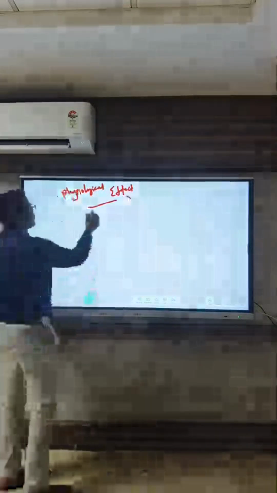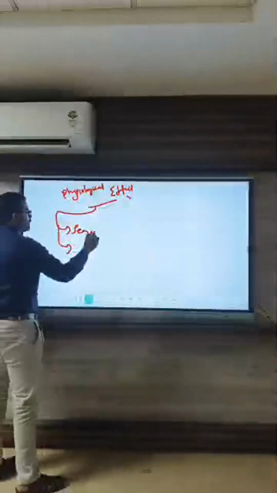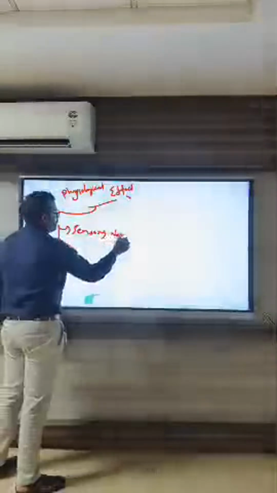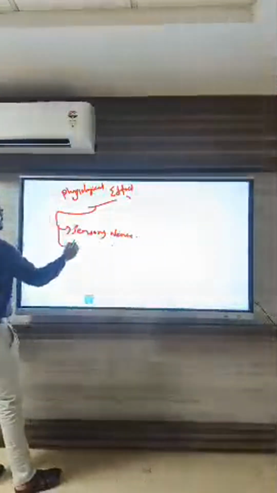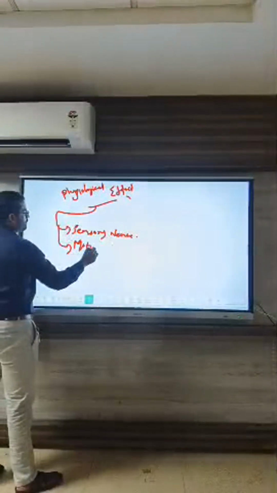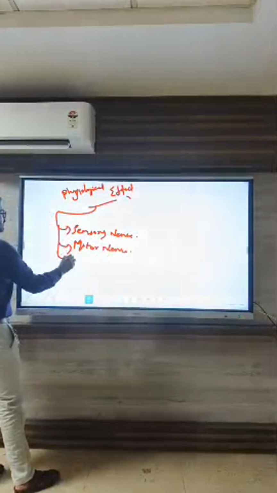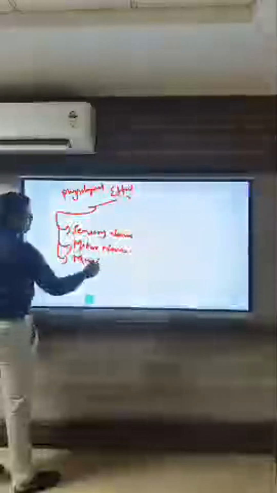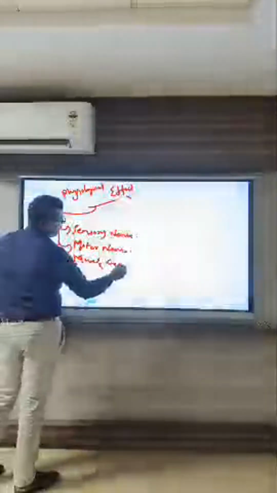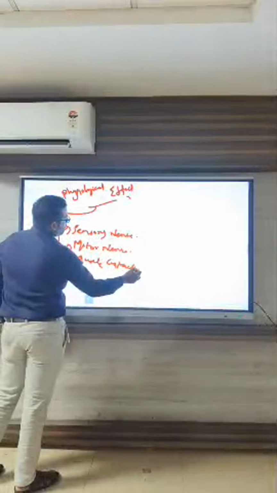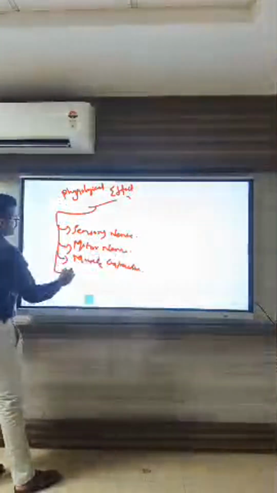Physiological effect of Faradic current. In the Faradic current, we use it over the sensory nerve, and over the motor nerve, for the effect of muscle contraction and the effect on the innervated nerve.